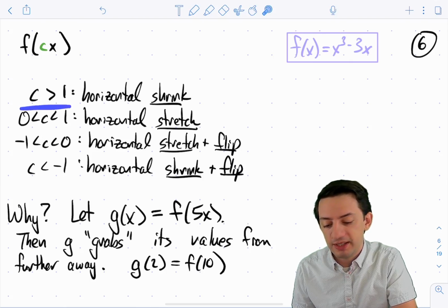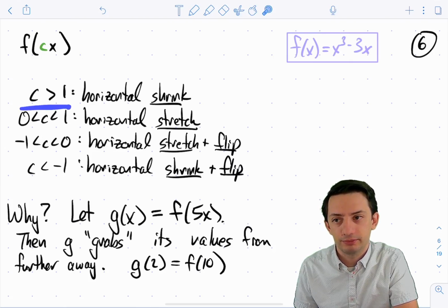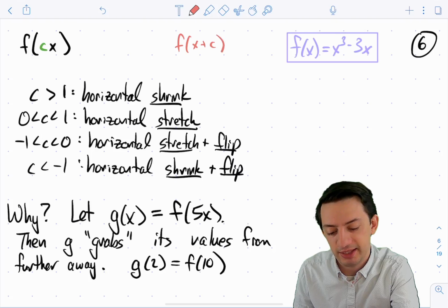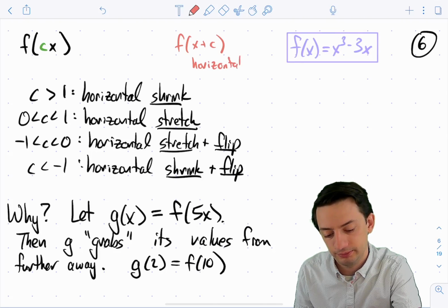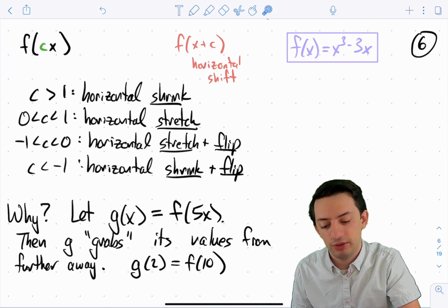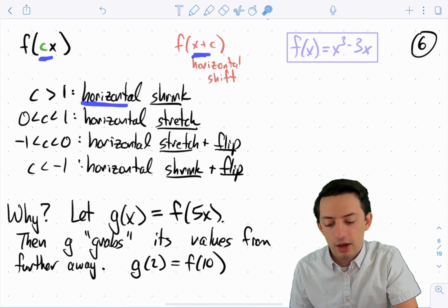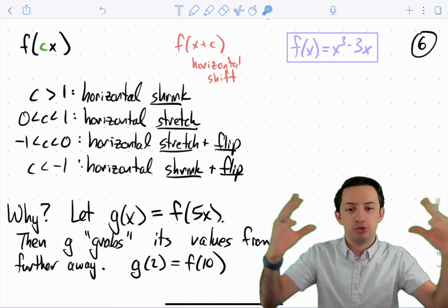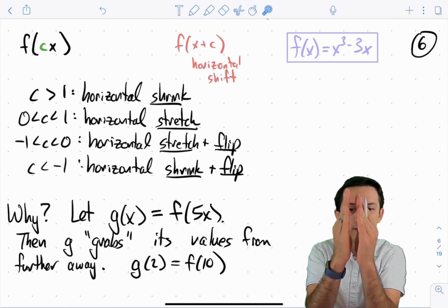If I multiply by something greater than 1, because it's happening inside, things do horizontal things. Just like, let me remind you, f of x plus c, that was a horizontal shift. So things inside the function do horizontal things. But it's a shrink or a stretch. So our graph is either going to get stretched out wide or shrunken to be more narrow.